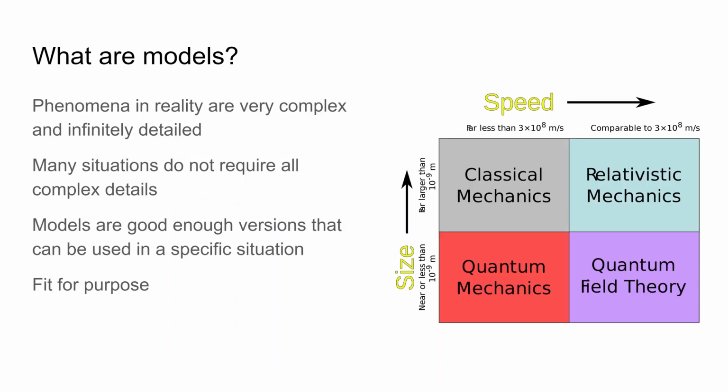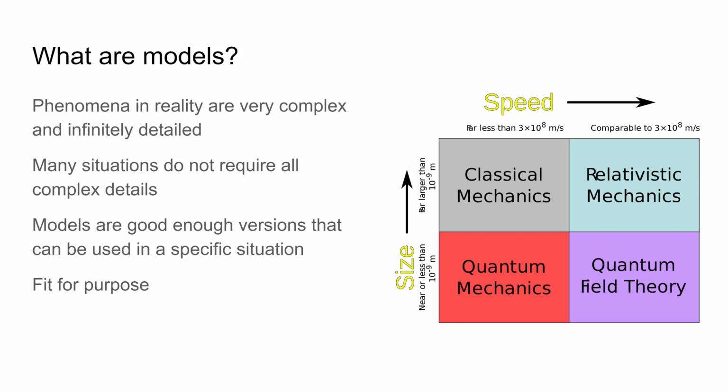It describes some phenomena in real life and it's very fit for the purpose of understanding how things move in the world that we usually occupy. However, classical mechanics does not work in every situation. For example, if the speed of things becomes very large, we need to use another model, relativistic mechanics. Or if the size of things becomes really small, we need to use quantum mechanics.